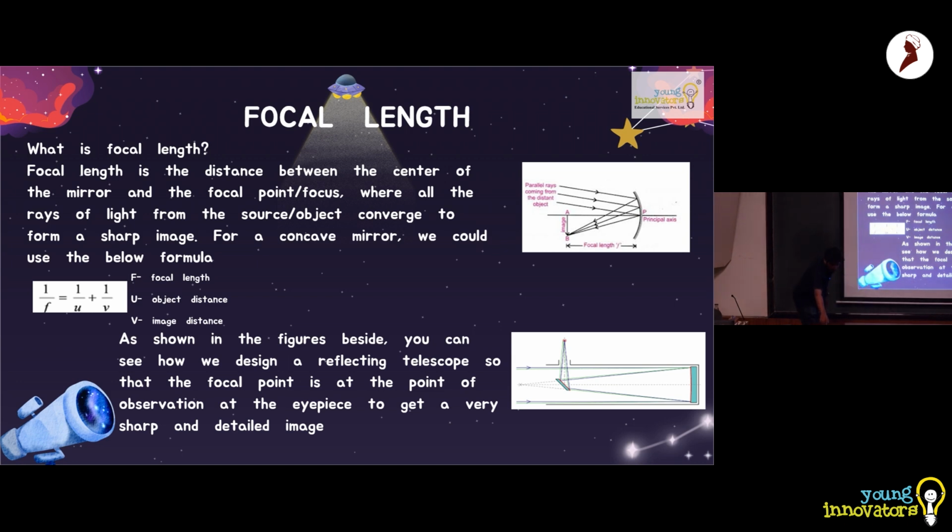Now, when you do this calculation, 1 by f, where f is the focal length, what you get is where the image is focused, or where the focal point of the mirror is. Fine. Note it down quickly.